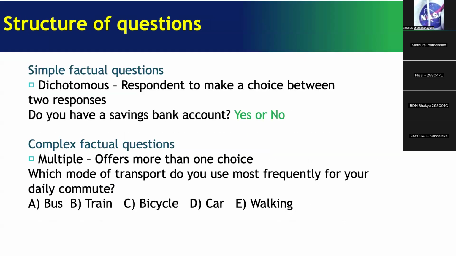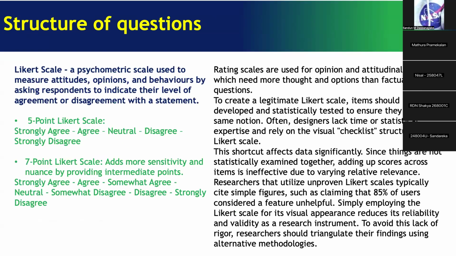So simple factual questions, as I said, are yes or no. Complex factual questions, like which mode of transport do you use most frequently? You have to think about it and then give an answer. So I come to this Likert scale. If you can read the part on the right-hand side, rating scales are used for opinion and attitudinal inquiries. To create a legitimate Likert scale, items should be developed and statistically tested to ensure they assess the same notion.